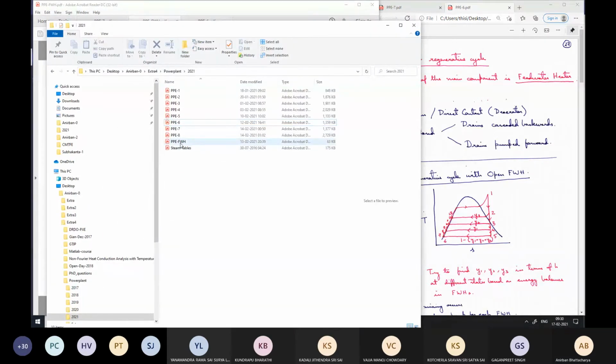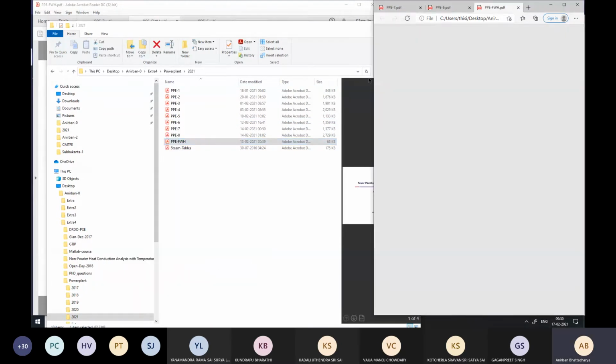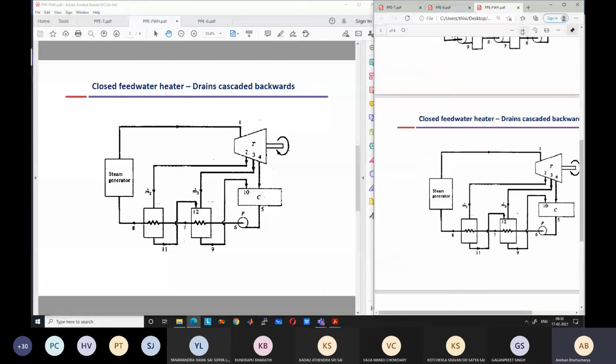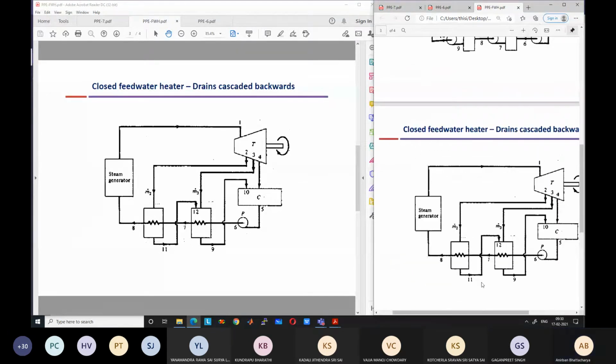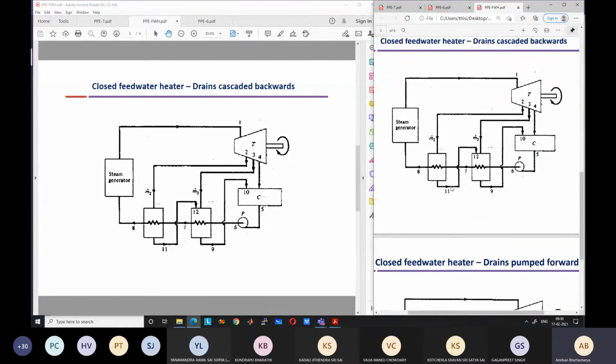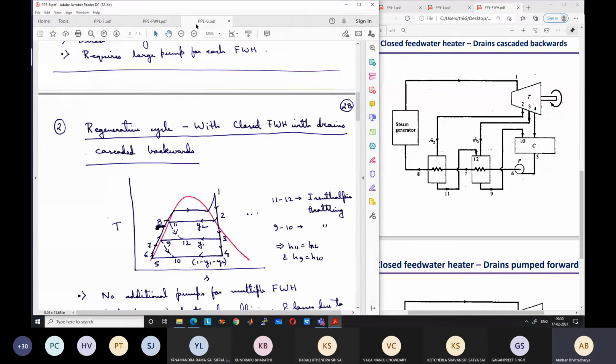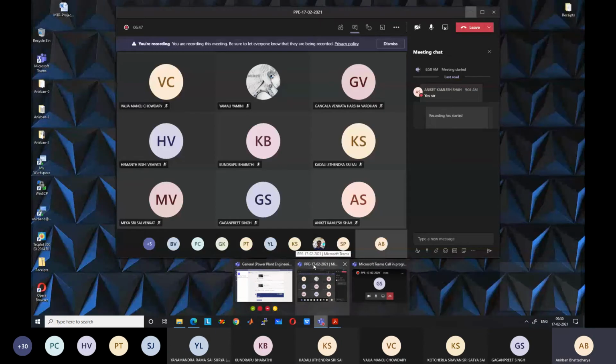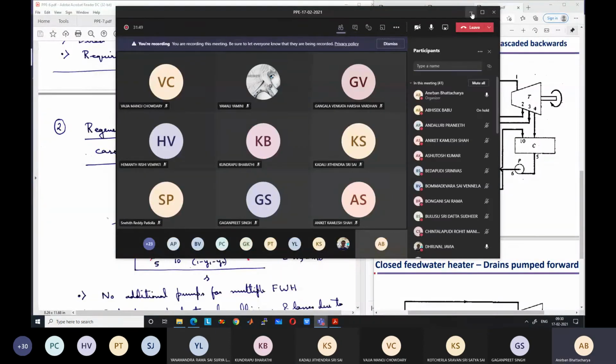Open this. Keep this diagram open. Okay. So that I can show you the TS diagram and you can notice the relation between the TS diagram and the component diagram. You guys are still there? I'm not getting any response from anyone. Yes, sir. Okay.